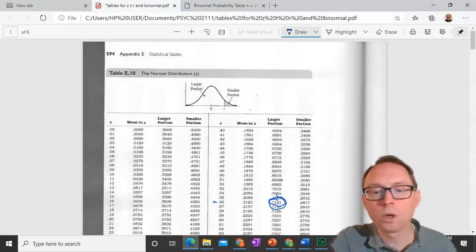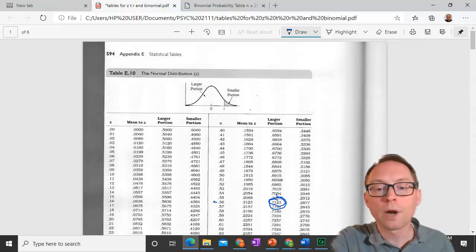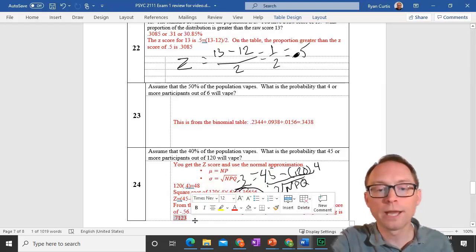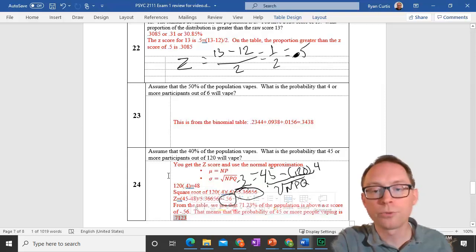0.7123. It's saying that the probability that 45 or more people are going to vape out of 120 people, if the general population has about 40% of the people who are vaping, means that you have a 71.23% chance, or the proportion is 0.7123, that you're going to have 45 or more participants out of 120 who are going to vape. So the answer is 0.7123, because we had to change it to a z-score and then use it on the distribution table.